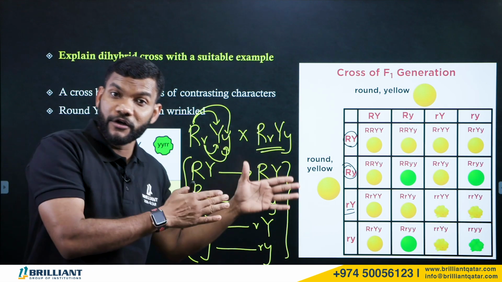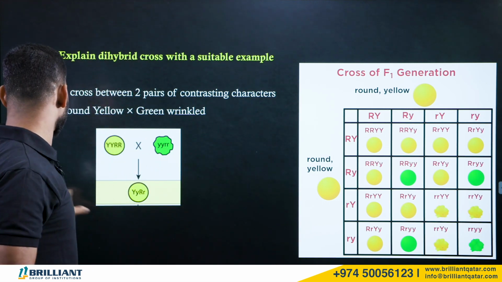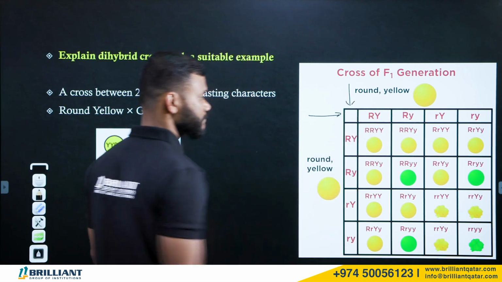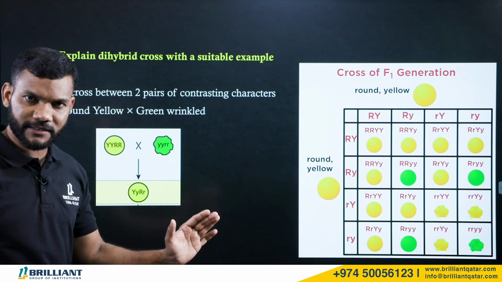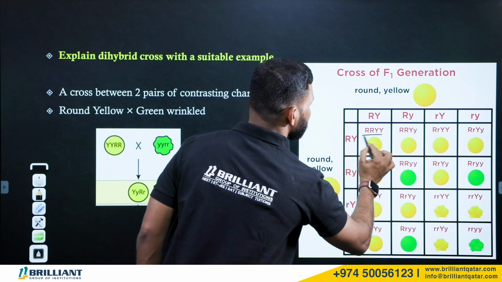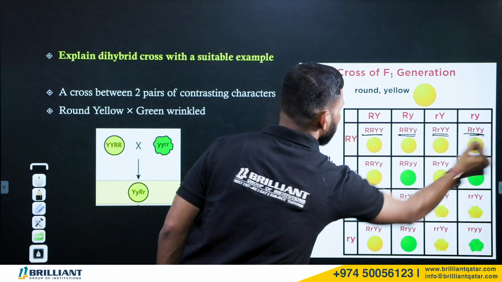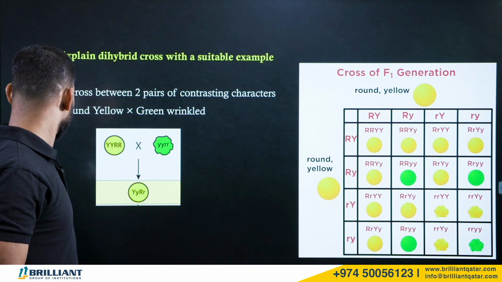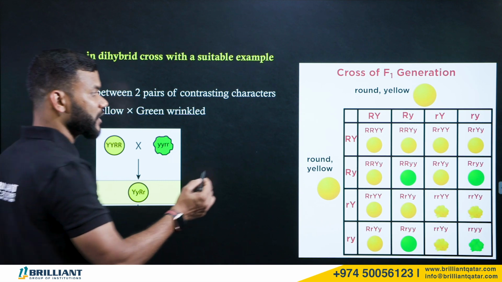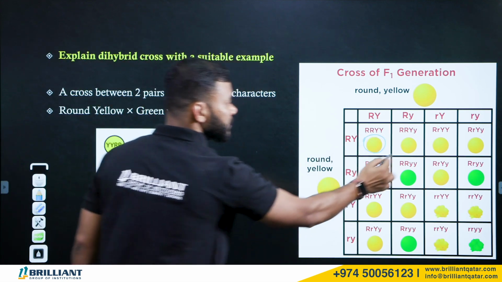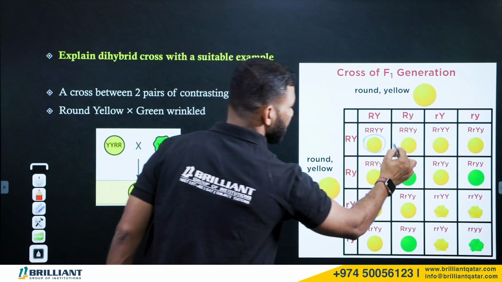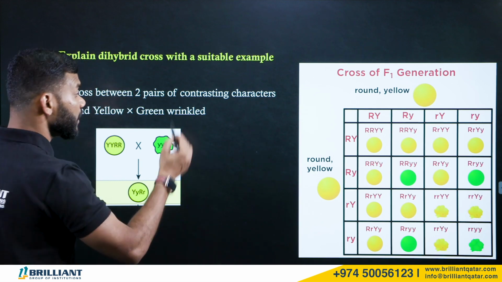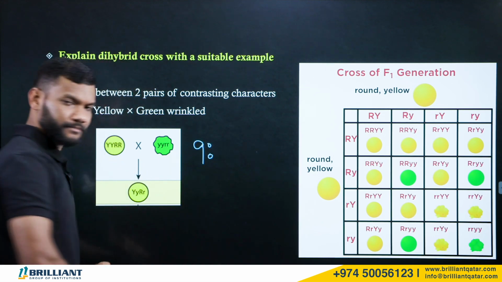Now, what do we need to do? We need to make the Punnett square, and this is the Punnett square we made. You can see 4 gametes here and 4 gametes here. After crossing those 4 gametes, these are the new offspring. We are going to get 16 new plants. Out of those 16 plants, you can just count. This is round yellow, this is round yellow, this is also round yellow. So the number of round yellow seeds will be 9.